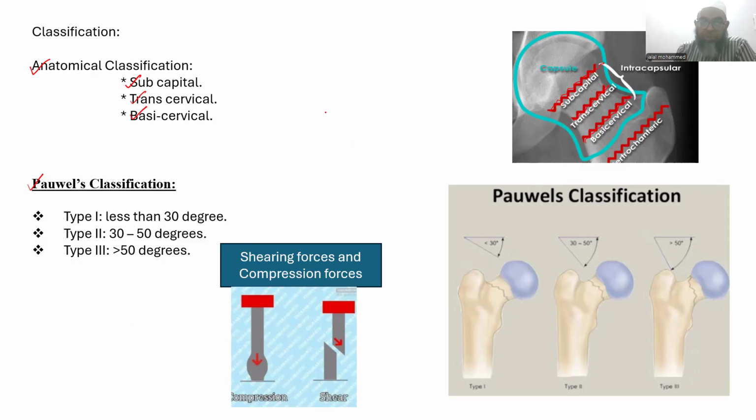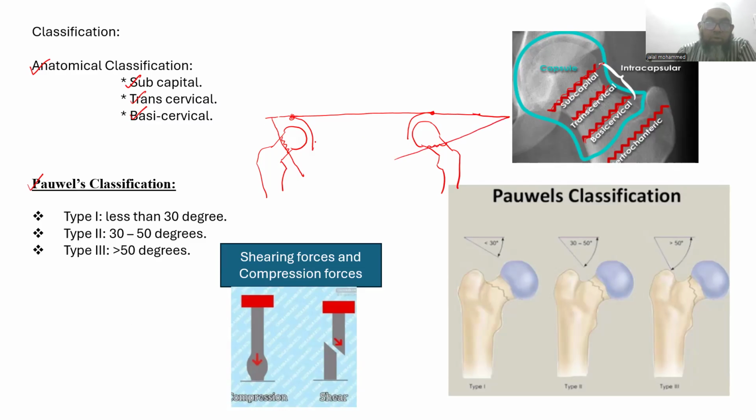What is Pauwels' classification? If you see, these are your acetabular upper surfaces. So you draw a line along the acetabular upper surfaces. This is your neck, like this. And again, here also, this is your head, neck, like this. So when you draw a line along the upper surface of the acetabulum, in the same way you can draw along the fracture like this. Or if the patient is having a fracture like this, you can draw the line like this. So this angle is called Pauwels' angle.